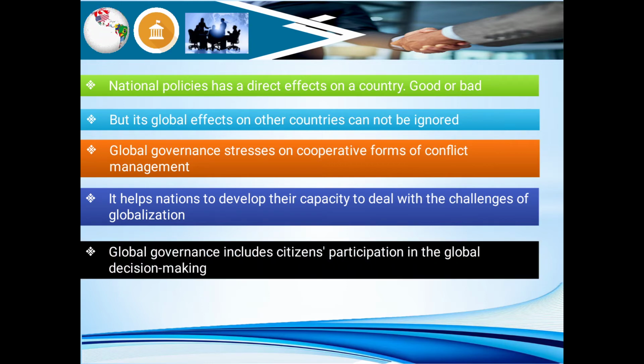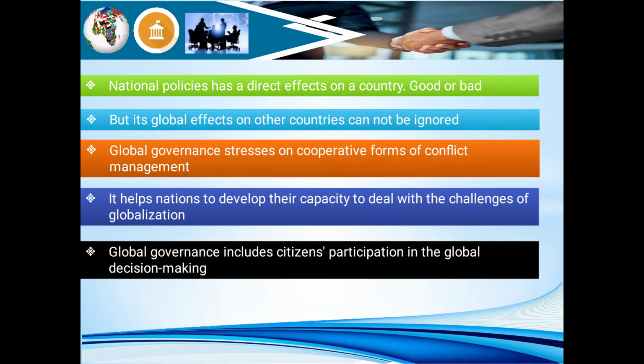Global governance includes citizens' participation in global decision making. The globalized world needs global governance for its continuous process of balancing different interests and initiating cooperative action. The basis for this is the coordination of national policies and identification of shared norms and rules.